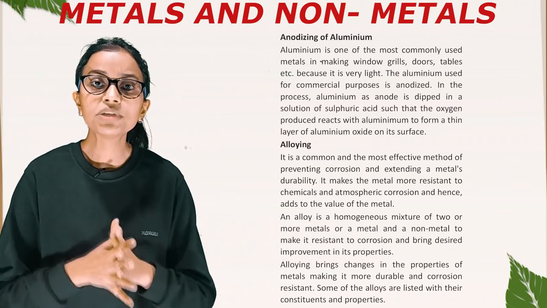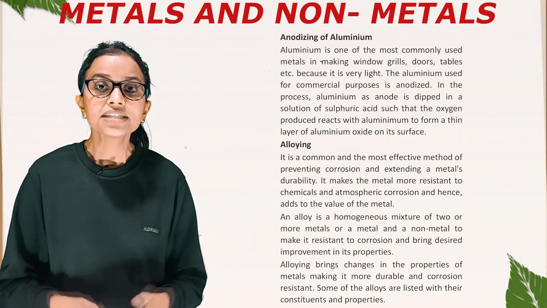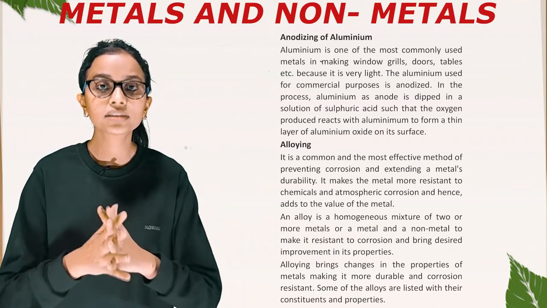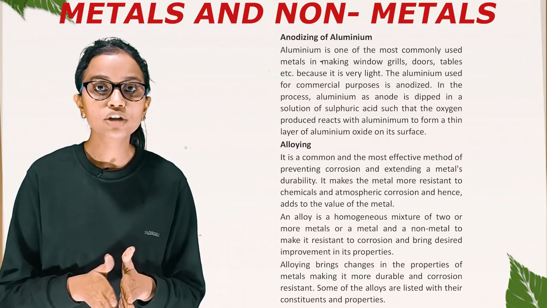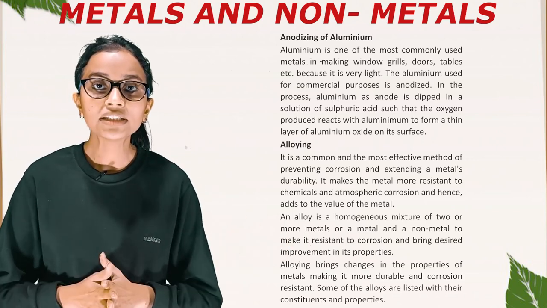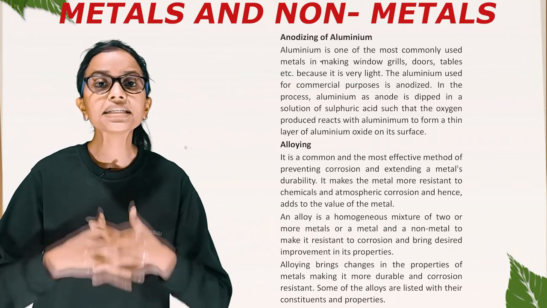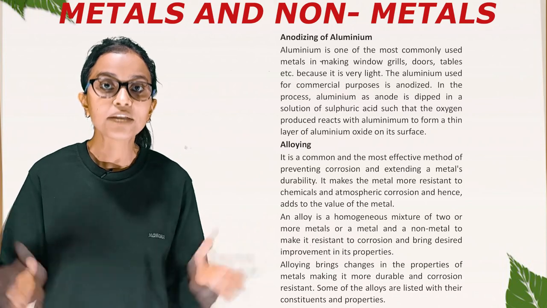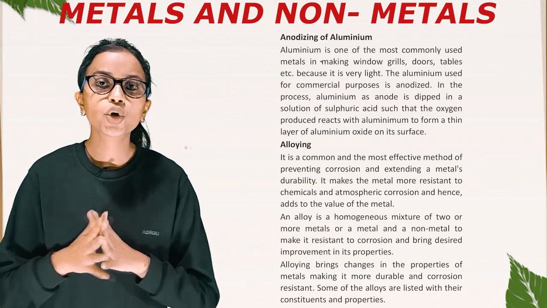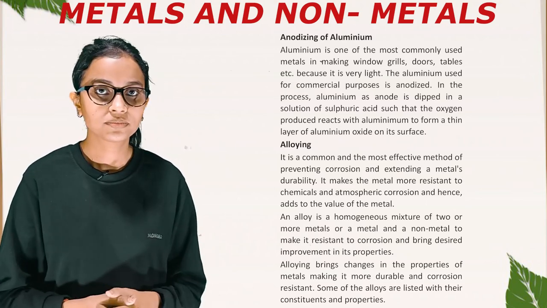In the process, aluminium as anode is dipped in a solution of sulfuric acid such that the oxygen produced reacts with aluminium to form a thin layer of aluminium oxide on its surface. Alloying. It is a common and most effective method of preventing corrosion and extending a metal's durability. It makes the metal more resistant to chemicals and atmospheric corrosion and hence adds to the value of the metal.